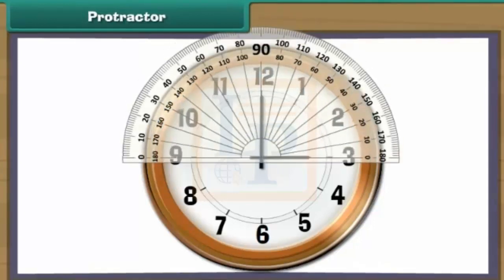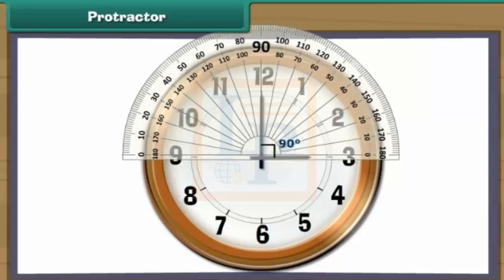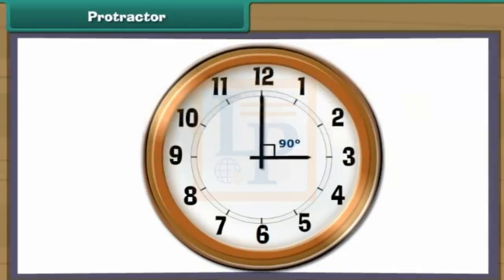Place the protractor on the short hand of the clock. The horizontal line at the bottom of the protractor must coincide with it. The midpoint of the protractor must rest on the common point where the long and short hands of the clock meet. Read the inner marking of the protractor on which the long hand rests. It is 90 degrees. Therefore, 3 o'clock makes a right angle.